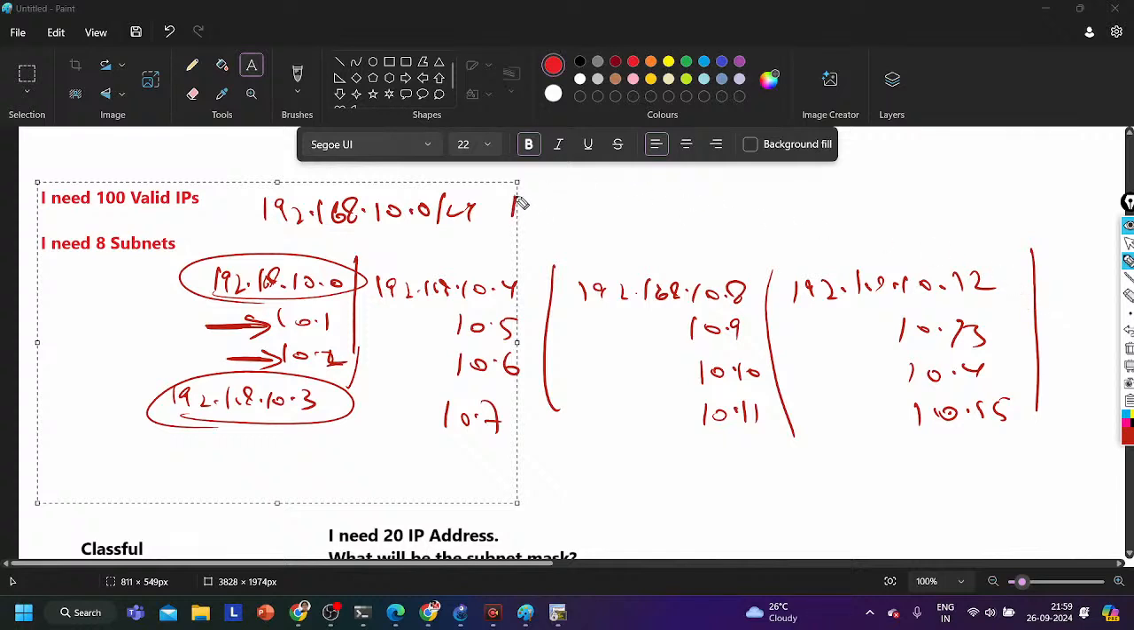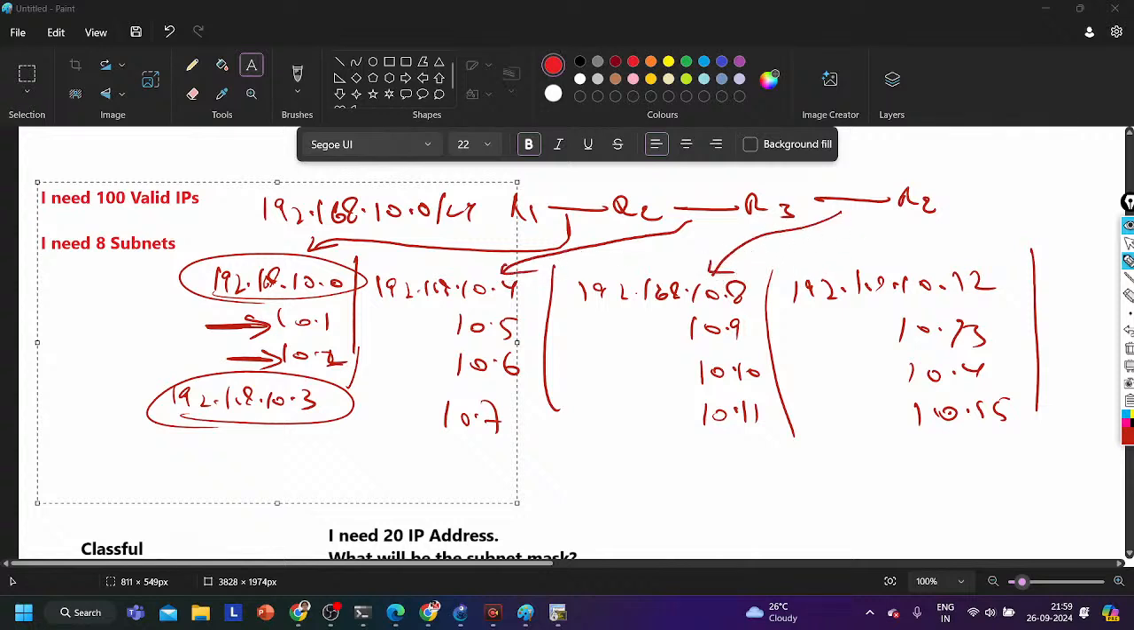So if I have router 1, router 2, router 3, router 4, here I can use which subnet? This subnet. Here I can use this subnet. Here I can use this subnet, right? My main network is this one. I have divided it into multiple parts. Into how many parts have I divided, guys? Can anyone tell me the total number of subnets?